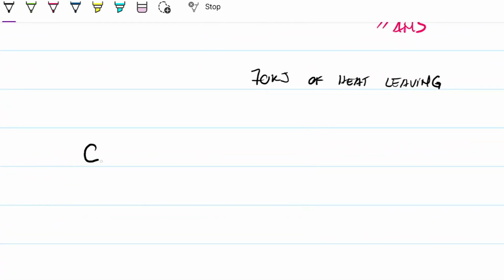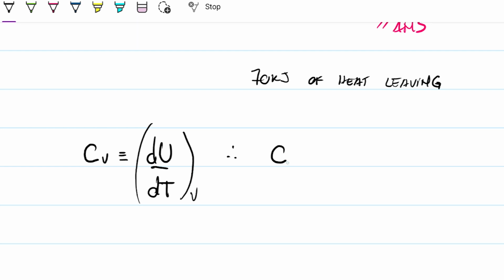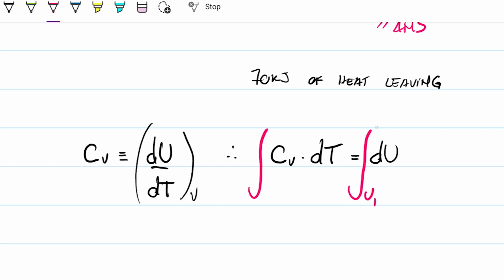And we also know that C sub V is defined as the change of internal energy with respect to the temperature in a constant volume process. So what I can do here is say, okay, therefore C sub V times my change in temperature will be my change in internal energy. And I then can integrate on both sides. I'm going to go from U1 to U2, that's delta U. And over here, I'm going to go from T1 to T2. Note that T2 is exactly what I'm looking for.